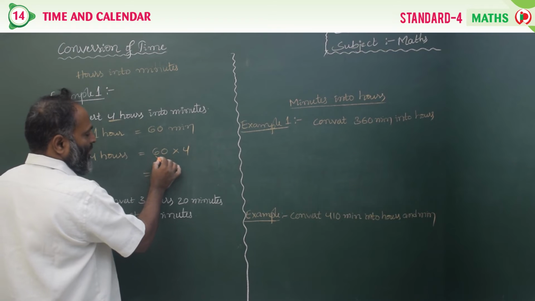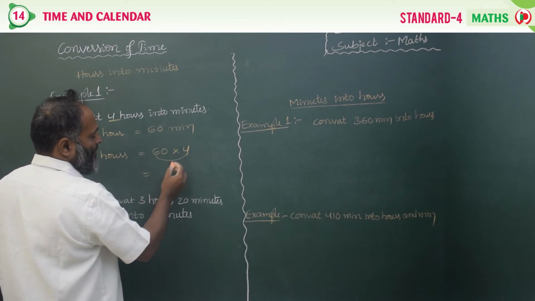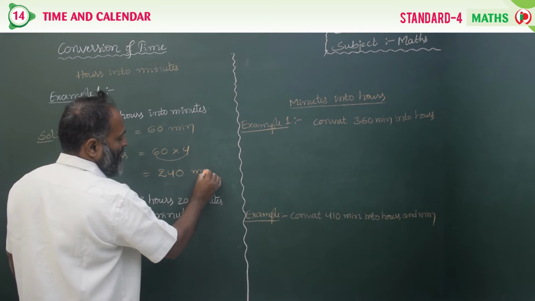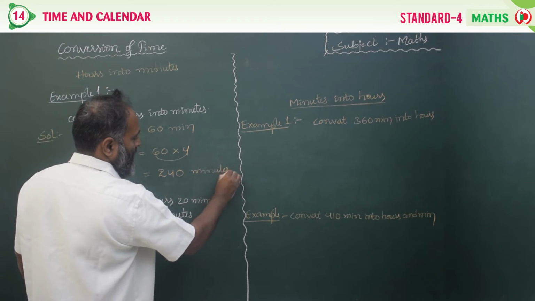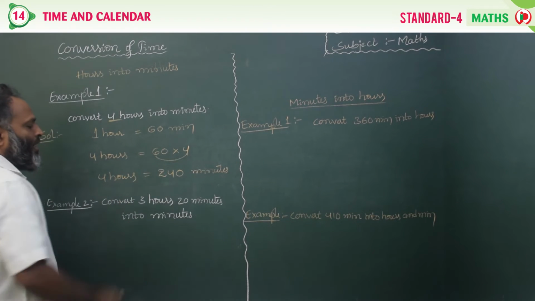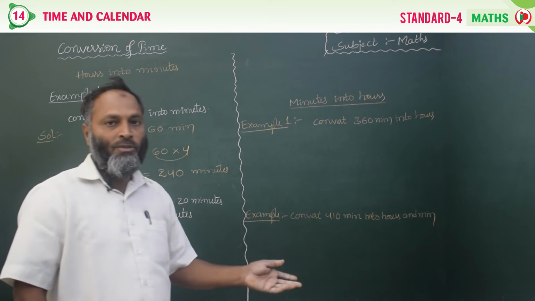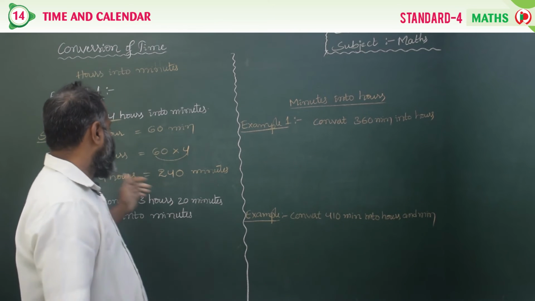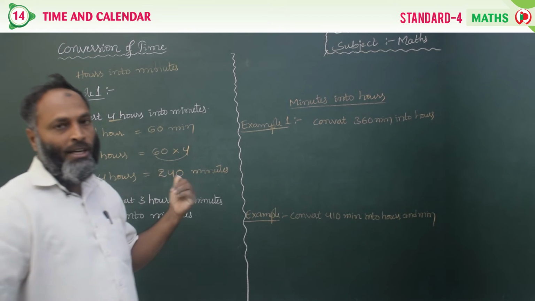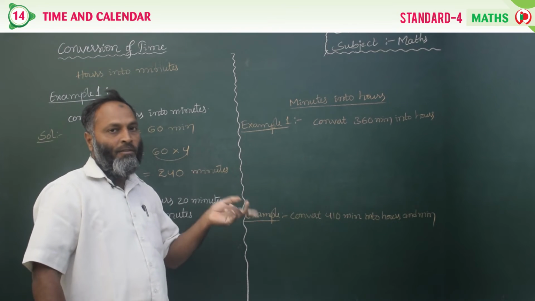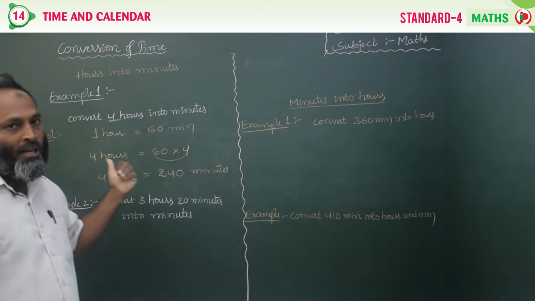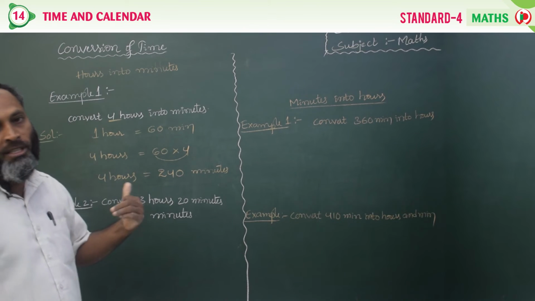Multiply: 6 fours are 24, and this 0 we should keep as it is. So 4 hours is equal to 240 minutes. We just multiply 60 with the number of hours. How many hours are given? 4 hours. The unit value means 1 hour. 1 hour is how many minutes? 60 minutes. So with that 60 we should multiply 4, then you will get the total minutes in 4 hours.